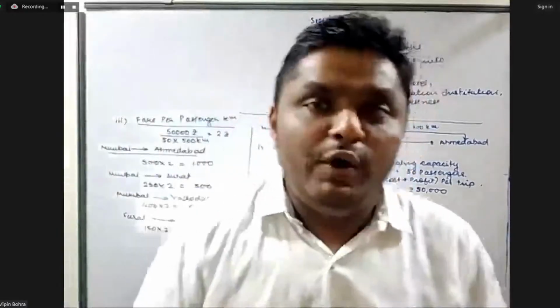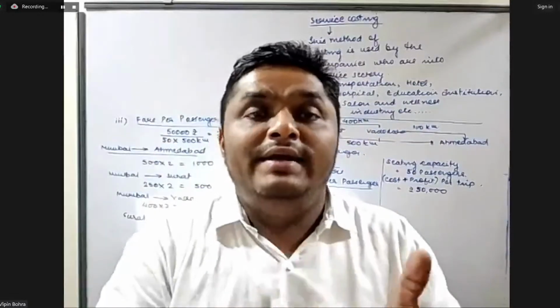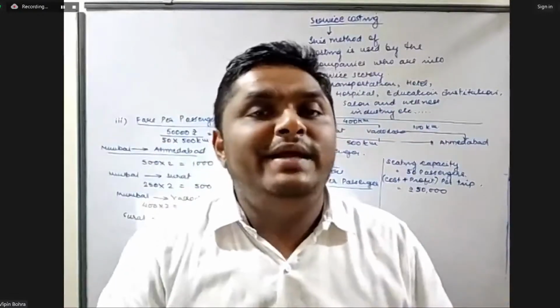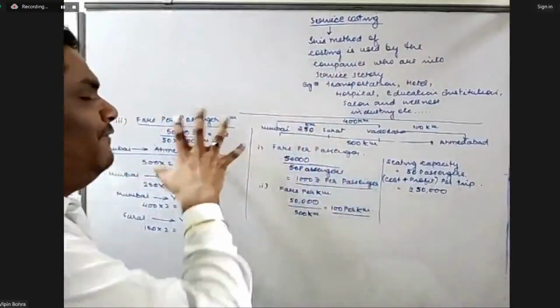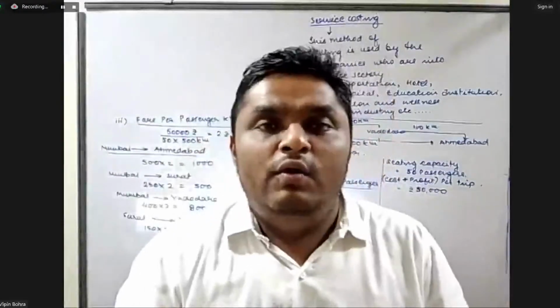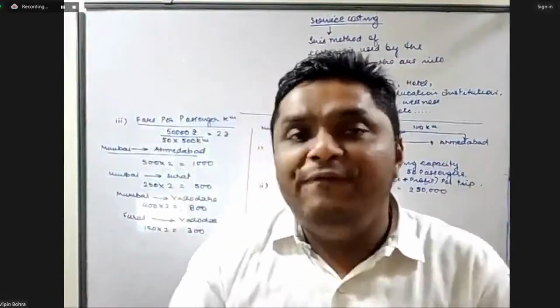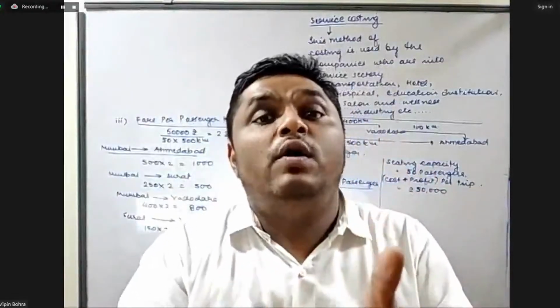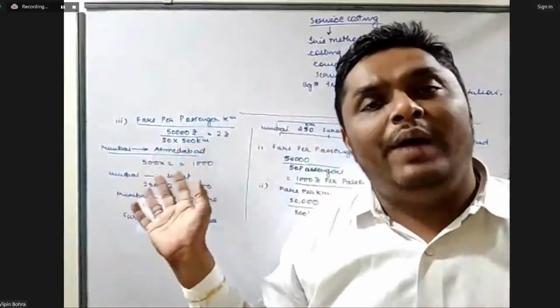So if a bus starts from Mumbai and goes to Ahmedabad, and it is taking a halt at an intermediate station, then we cannot apply these two methods. We have to apply this method only. Wherein only one factor is involved, we call it a single unit. And if two factors are involved, we call it a composite unit. So this method is more practical and widely used.